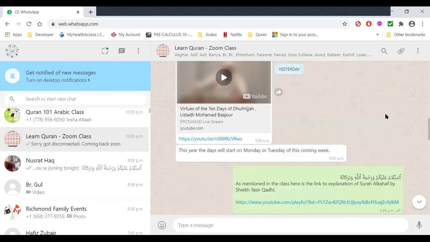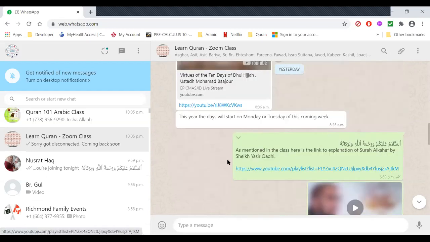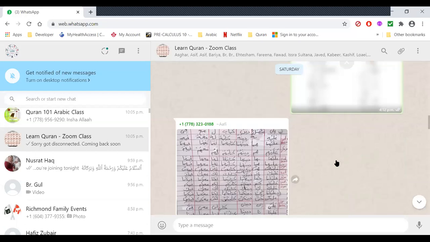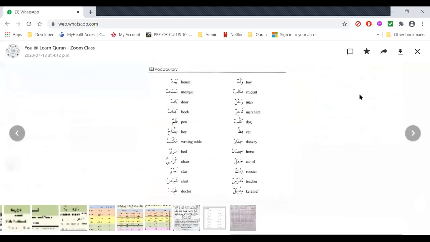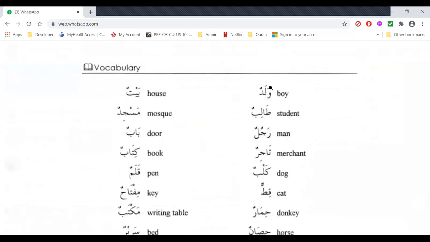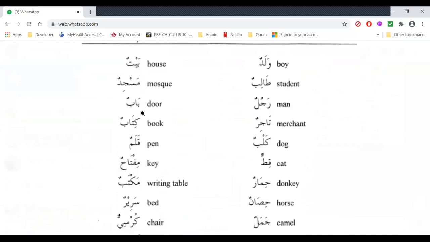And then out of my last lecture, I sent you the tafsir of Surah Al-Kahf by Yasir Qadhi and Noman Ali Khan. And if you search, maybe you'll find other people who have talked about it. And we looked at this vocabulary quickly. Did you guys take a look at this? Yes. Waladun, boy. Talibun, student. Rajulun, a man. Tajirun, merchant. Kalbun, a dog. Qittun, cat. Himarun, donkey. Hisanun, horse. Baitun, house.